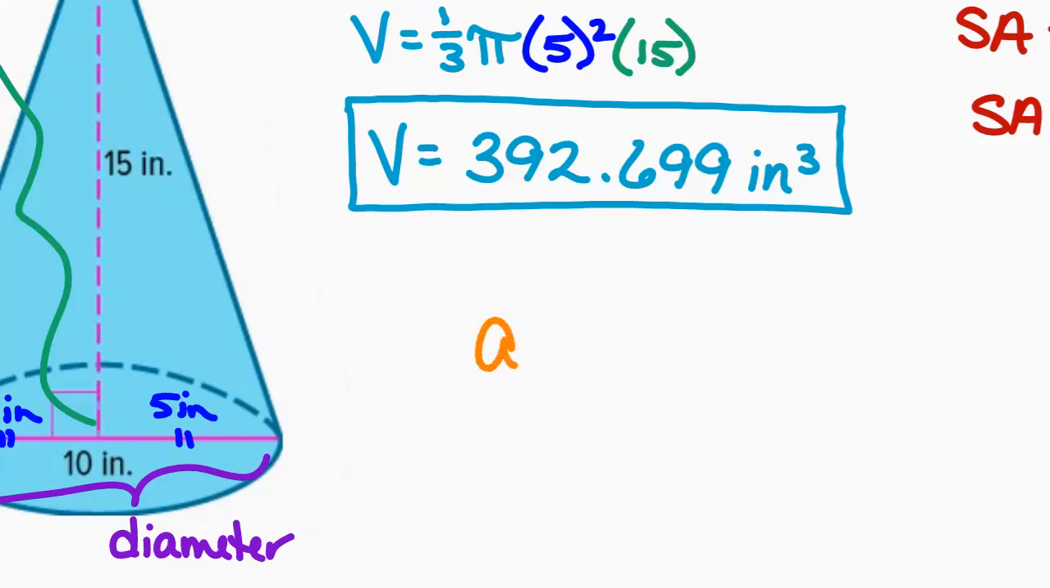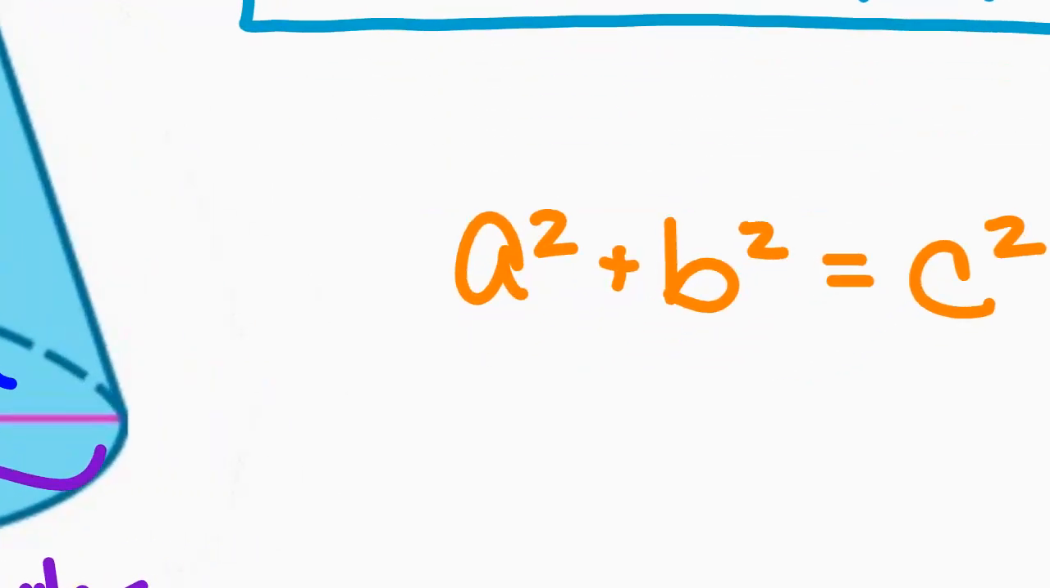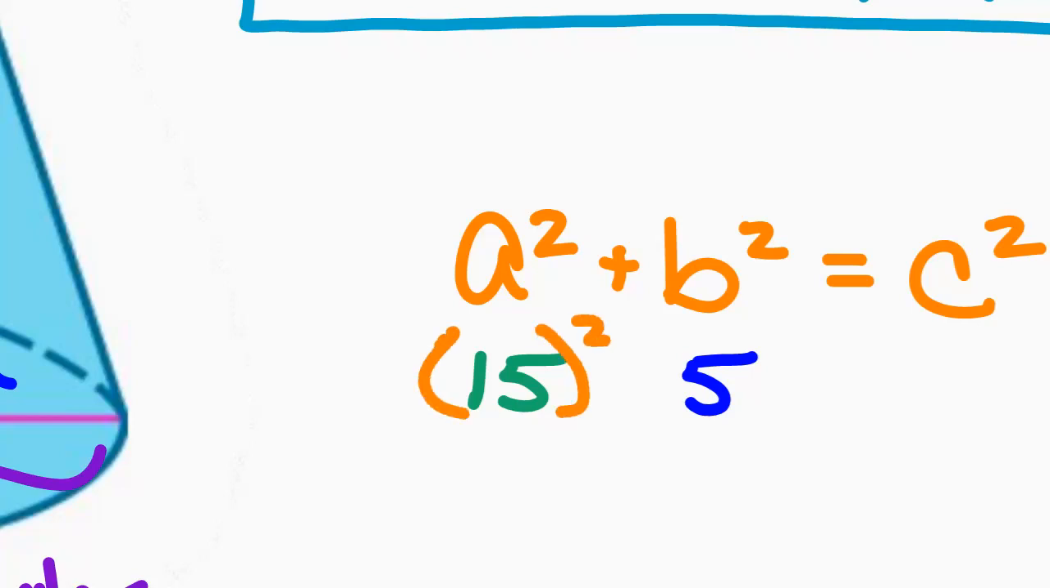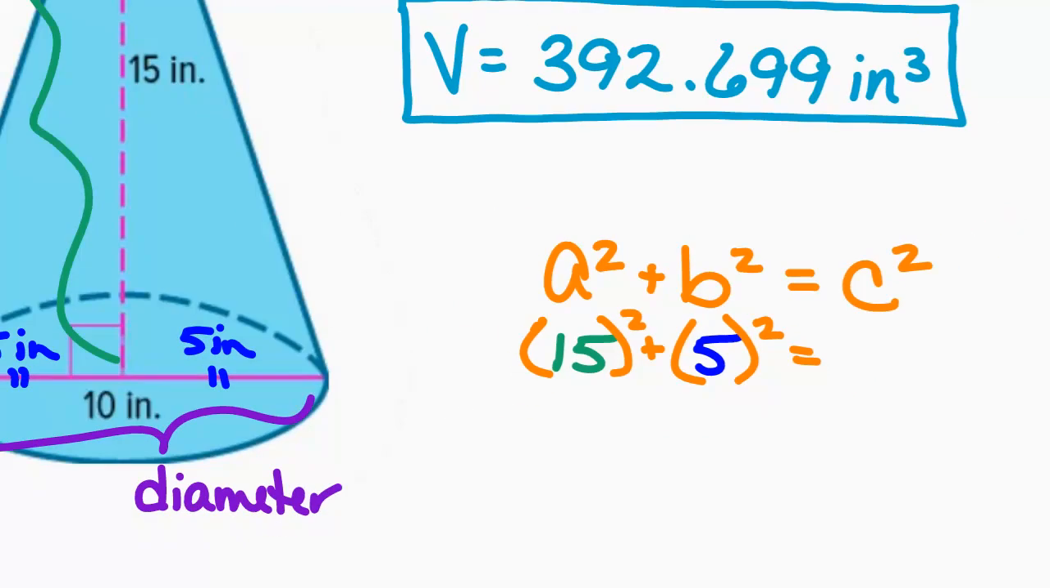So we'll do a squared plus b squared equals c squared. What are we putting in for a and for b? 5 and 15. Does it matter where I put the 5 or the 15? Nope. So 15 in for one of them, 5 in for the other. We're going to take both of these and square them. And that will be equal to my slant height squared.